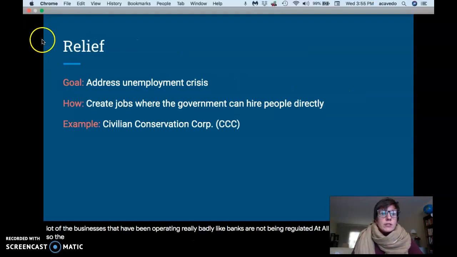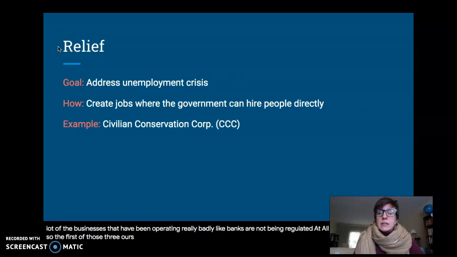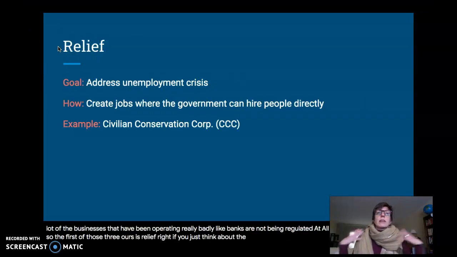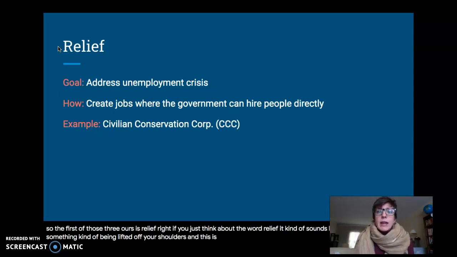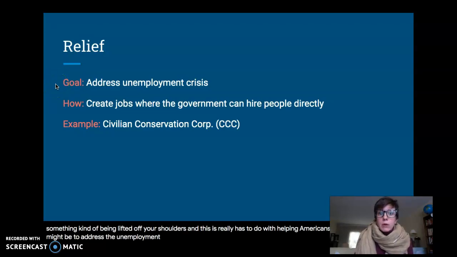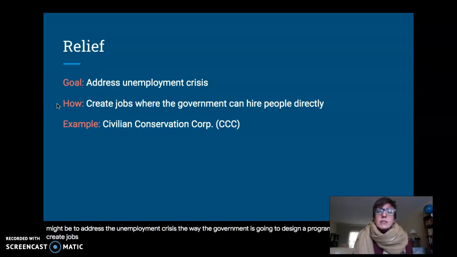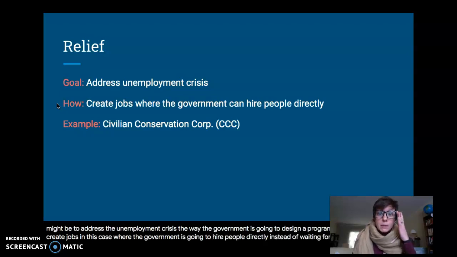So the first of those three R's is relief, right? If you just think about the word relief, it sounds like, that's a relief, right? Something being lifted off your shoulders, this weight lifting off of you. And this has to do with helping Americans. So if a goal of a relief effort might be to address the unemployment crisis, the way the government is going to design a program to do that is to try to create jobs. In this case, the government is going to hire people directly instead of waiting for businesses to be able to hire people.